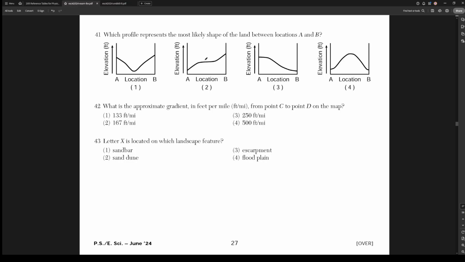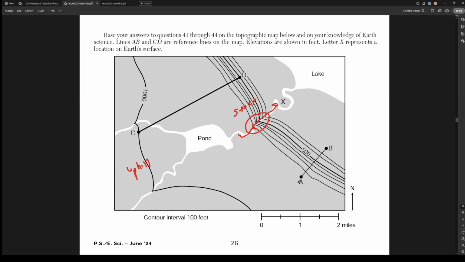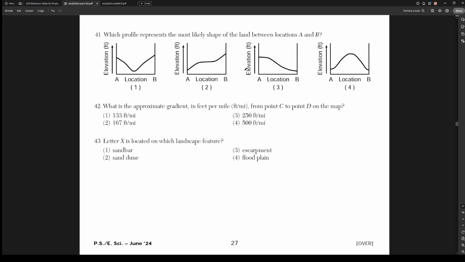Which profile represents the shape of the land between A and B? Okay, it's just going to be going down a hill. It's a steep hill. So it's going to be 3.